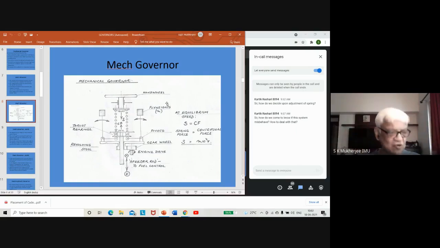Then we said, we are not going to do this. Put everything on manual control. Because there was a lot of automation even in '79. So then we put it on manual. One fellow is operating the fuel.